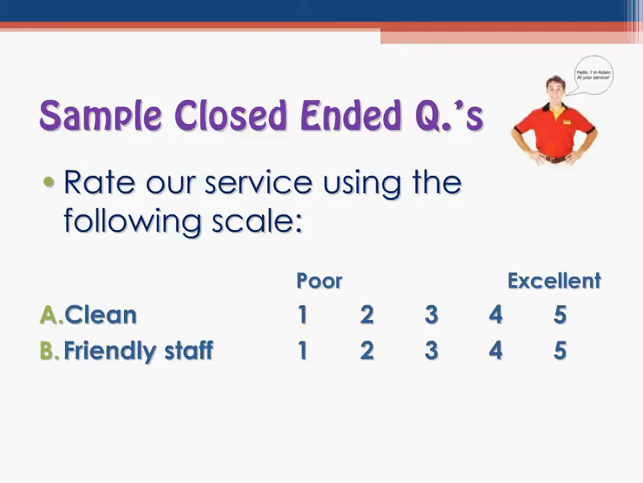Or lastly, rate our service using the following scale. Cleanliness, or clean. Poor equals 1, 2, 3, 4, 5 equals excellent. Or maybe friendly staff. Again, poor is 1 and 5 is excellent. This gives a range of responses between really not liking the service and really liking the service. This is very important. You need to give this range. It doesn't automatically go from poor to excellent. There are options in between.